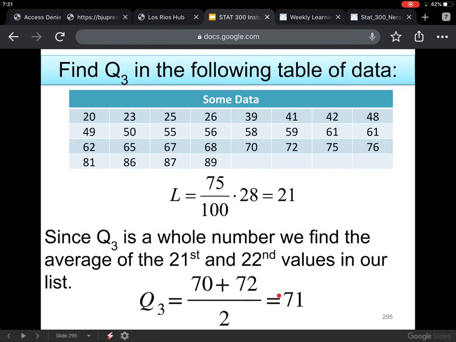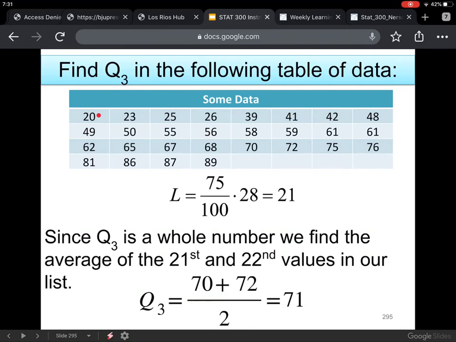Please note that we had to take a larger number because we need to include this 70, right? Now that Q3 is 71, we would say, let's start counting all of the numbers below it, which would include 70, 68, 67, and so forth. And all of these numbers now would be 75% of the data.